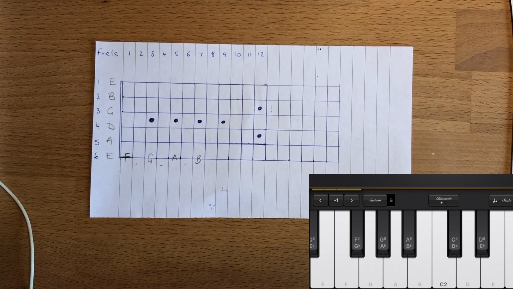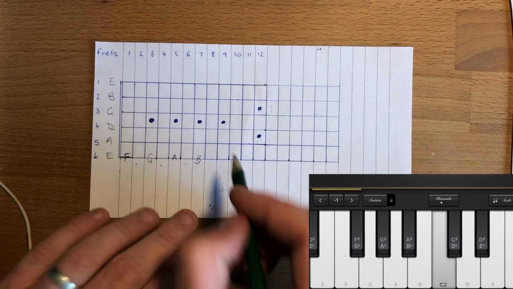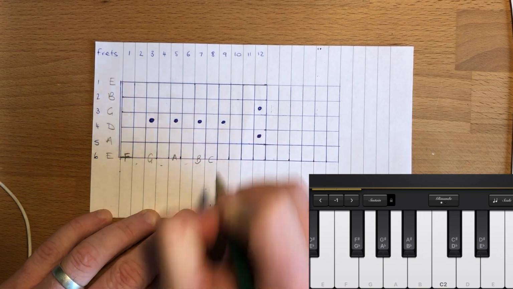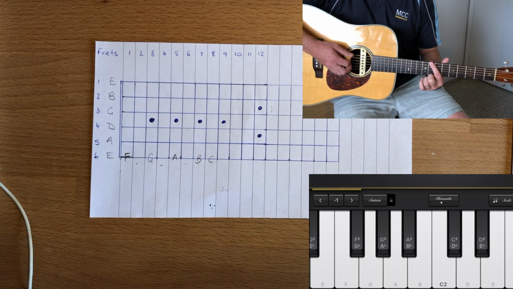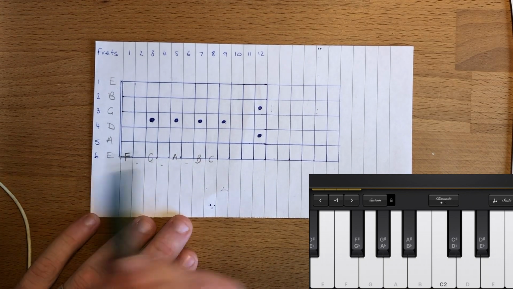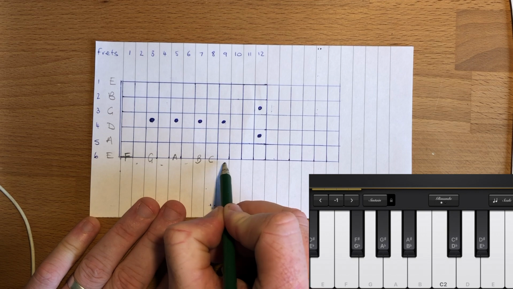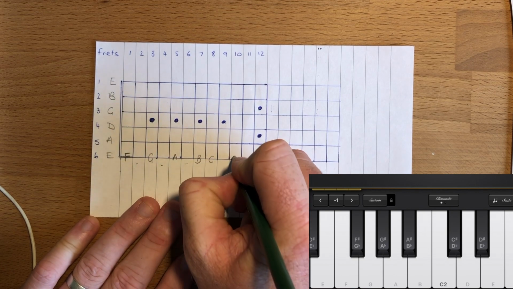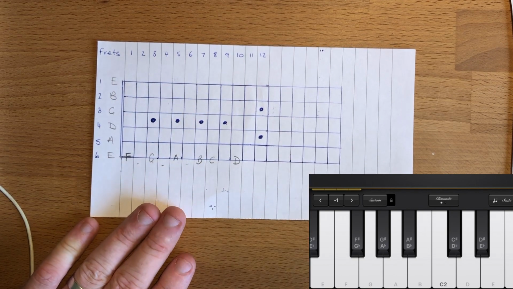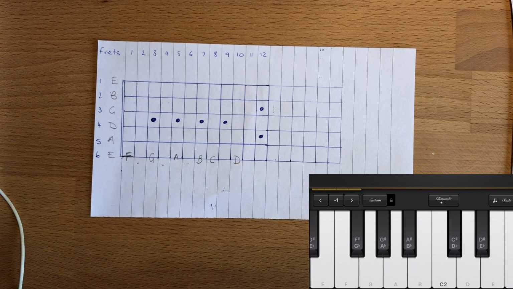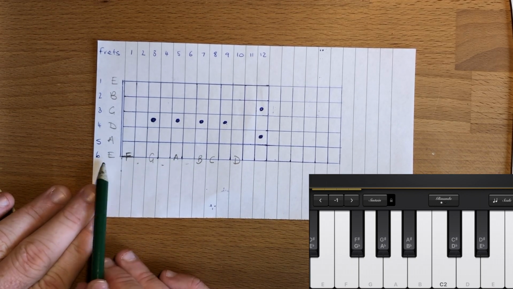So as we get to B, you'll notice there is no black note between B and C. So that would mean C would be on the 8th fret, right next to B. I do have a black note between C and D, so I'm going to leave 1 fret gap, and I'm going to put my D on the 10th fret. That takes me to my E, which is what my string started with.